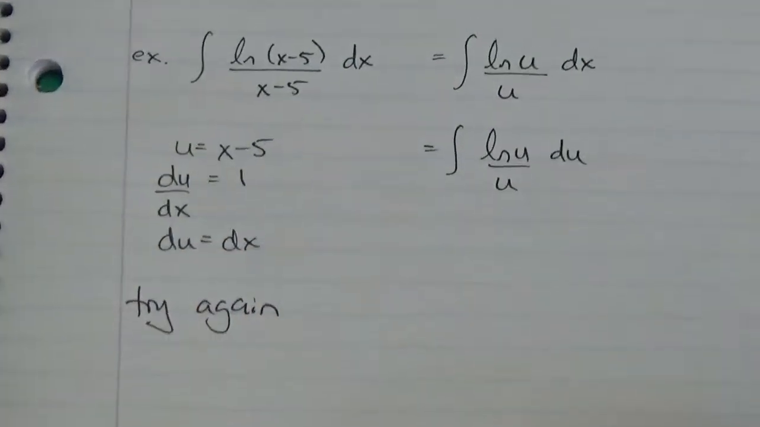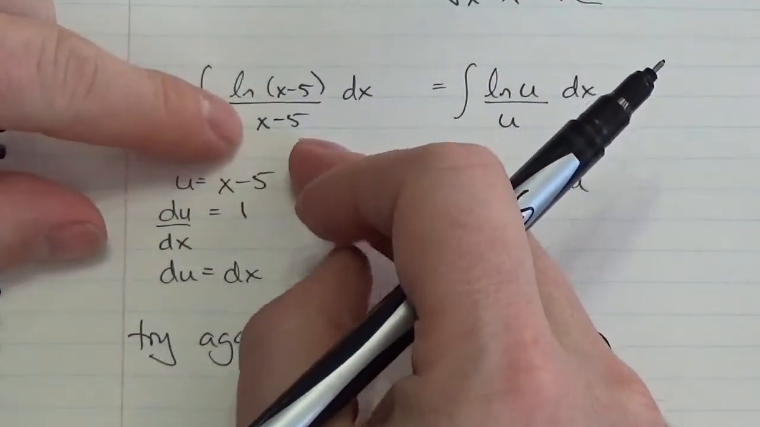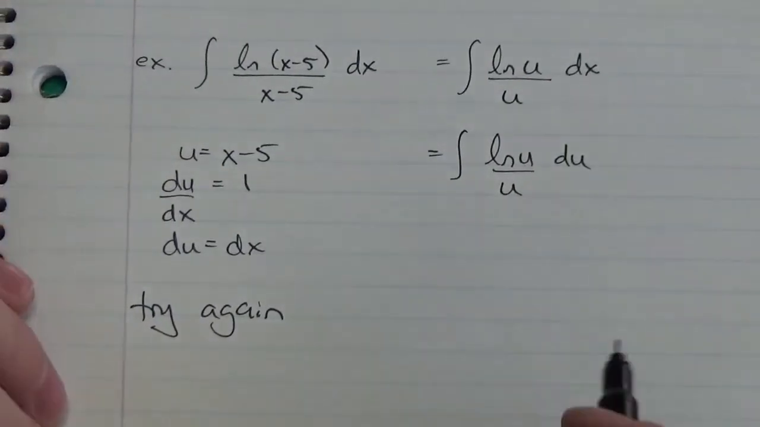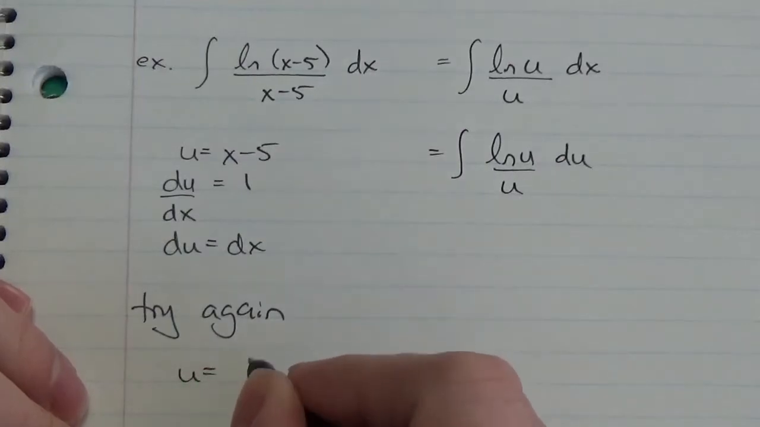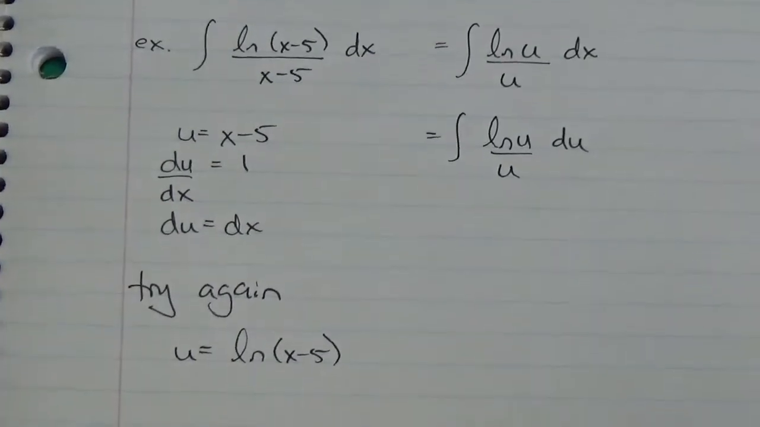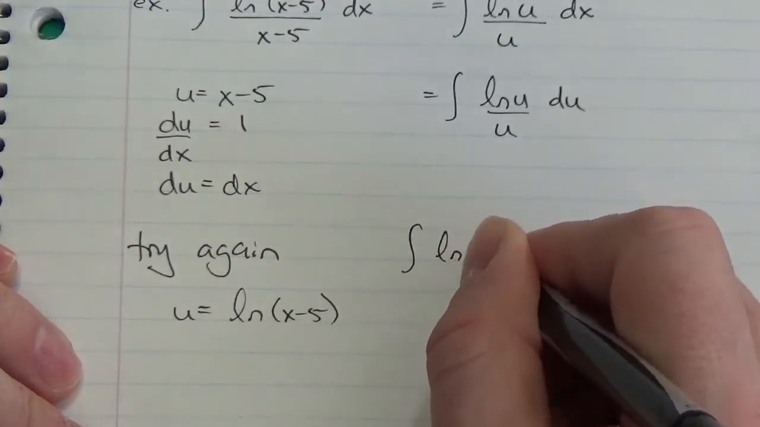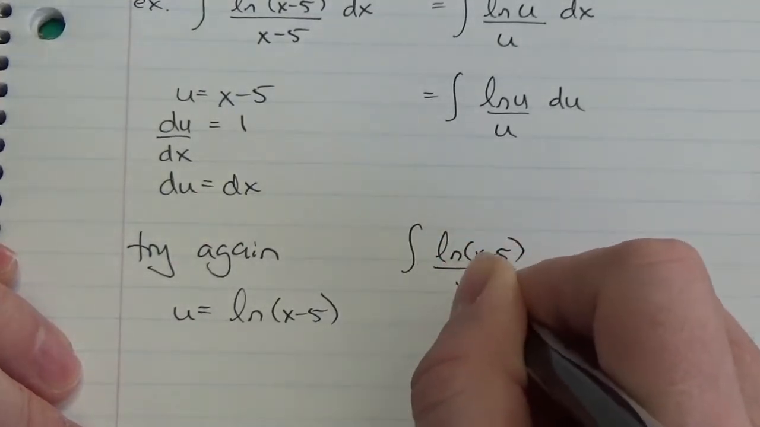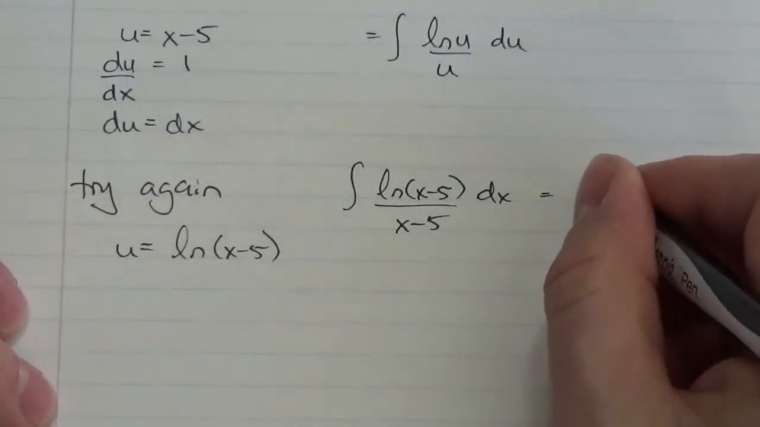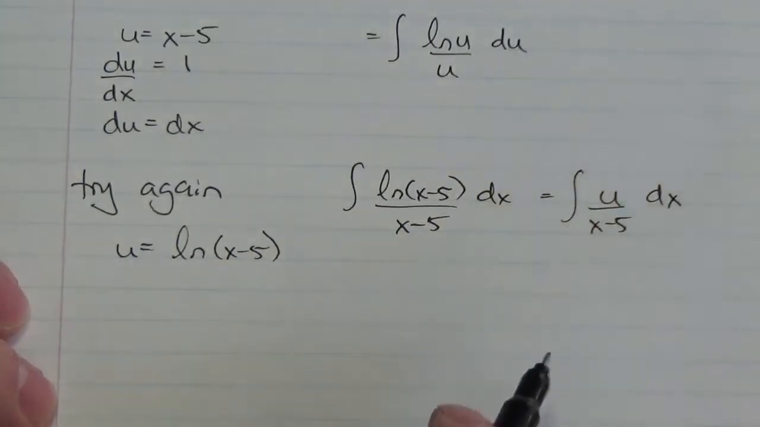You just simply try again. So let's take a quick look at this. Is there something else we could let u equal to? Well, now you might say, what if I let u equal the denominator? Well, unfortunately, that is still the same thing, x minus 5. So let's let u equal, maybe in this case, the natural log of x minus 5. And see what happens if we do that. Now, in that case, my integral here, and I'll rewrite this, we had the natural log of x minus 5 over x minus 5 dx. If we do that, we now get the integral of u over x minus 5 dx.